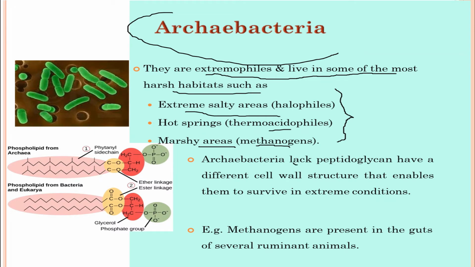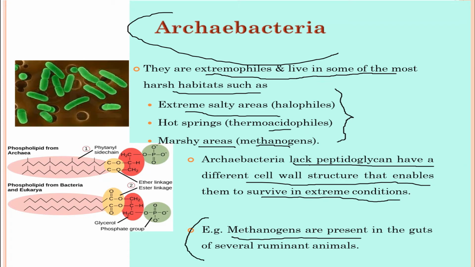Also, Archaebacteria lack peptidoglycan, and they have a different cell wall structure that enables them to survive in extreme conditions. Some examples of Archaebacteria are methanogens, which are present in the guts of several ruminant animals. So methanogens, which are found in marsh areas, are also present in the gut of several animals.